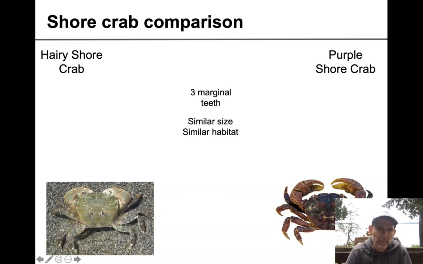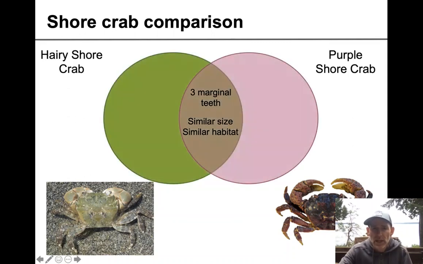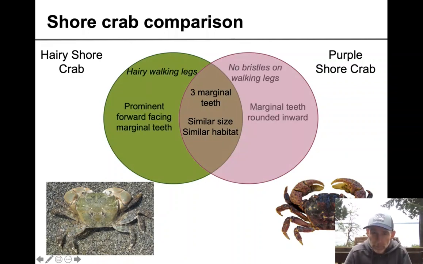So side by side, we have a hairy short crab and we have a purple short crab. I've mentioned that they both have 3 marginal teeth. They occupy similar habitats, and they are actually similar in size. So there's a lot of overlap, but we can tell them apart. First and foremost, we can look at those walking legs. If the walking legs are hairy, then it's a hairy short crab. If there are no hairs, then it's a purple short crab.